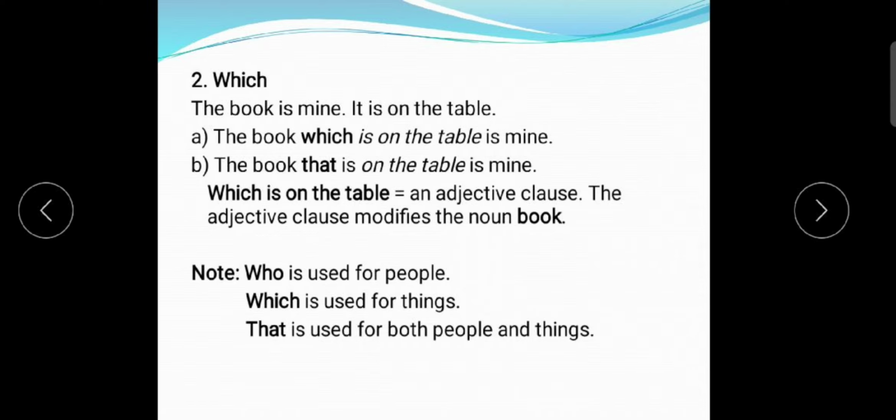It can be the book which is on the table is mine, or the book that is on the table is mine. Which is on the table is an adjective clause. The adjective clause modifies the noun book. In this example, who is used for people, which is used for things. That is used for both people and things.